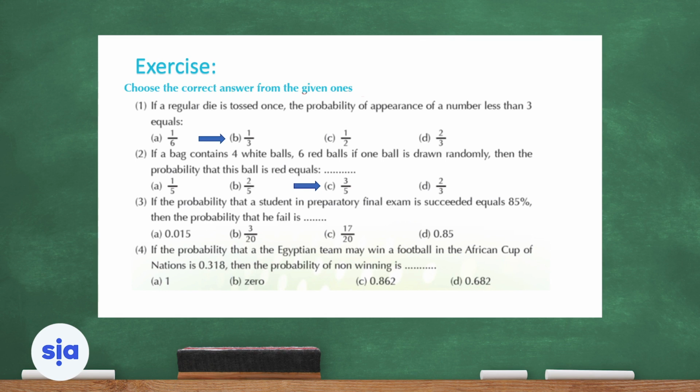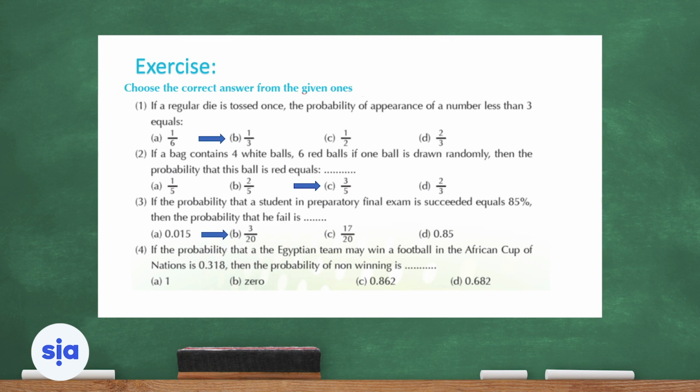If the probability that a student in the preparatory final exam succeeds equals 85%, then what is the probability that he fails in the exam? Succeeding is 85%. Not succeeding, or failing, is 1 minus the succeeding, which is 1 minus 85%, which is 15%. If you write 15% as a fraction, it's 3/20.